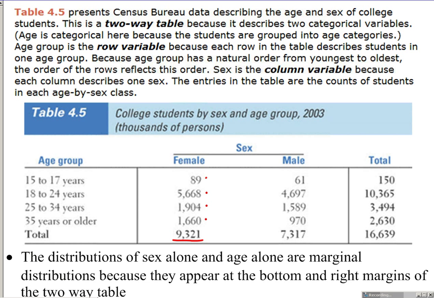If we wanted to do a marginal distribution of age group by sex, we would be going across the row and taking each of these values and dividing by the total of the row. So you can do marginal distributions on the row variable or the column variable depending on which you are asked to do.